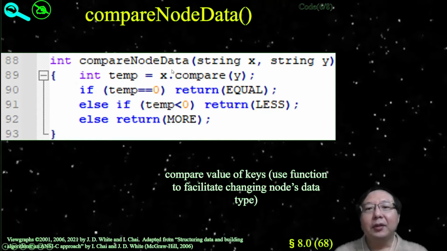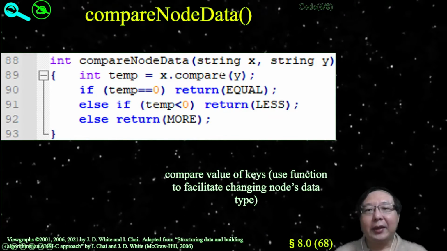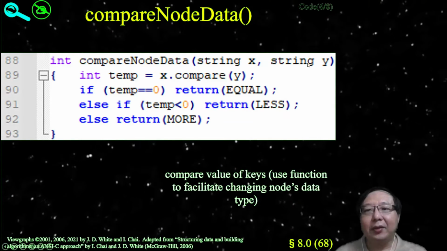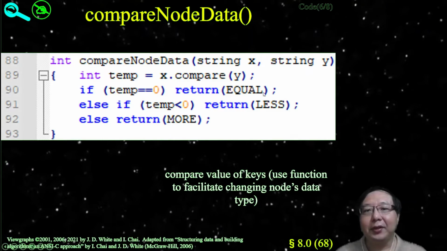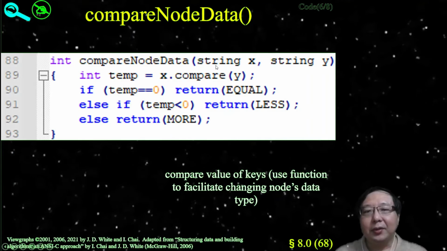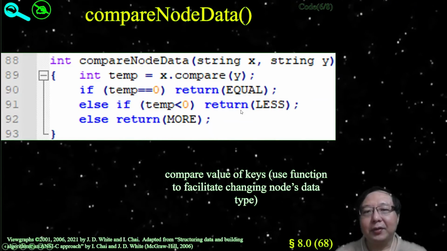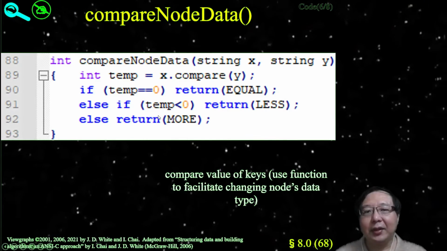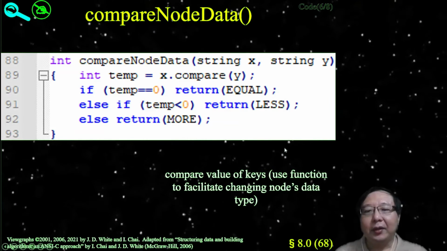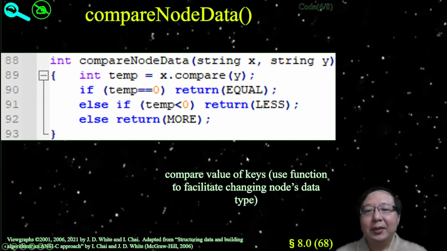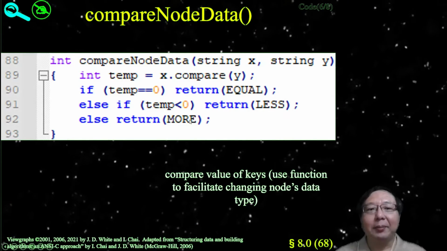Now, here we have compare_node_data. That means it's going to tell us whether x is less than y, or is the same as y, or is greater than y. So we use the compare function and return equal if it's the same, return less if it's less, and return more if it's more. The reason we use compare_node_data is that it makes it easier to change the node's data type.